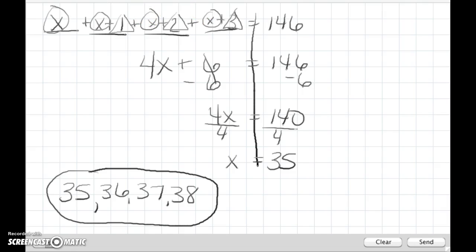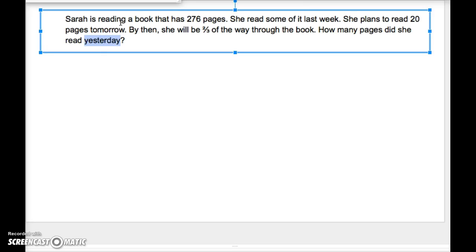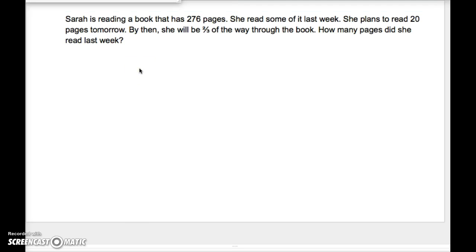All right, moving on to the next one. It says Sarah is reading a book that has 276 pages. She read some of it last week. She plans to read 20 pages tomorrow. By then, she will be 2/3 of the way through the book. How many pages did she read? And it says yesterday. Go ahead and scratch out where it says yesterday. And we're going to change that to last week. So go ahead and change that.